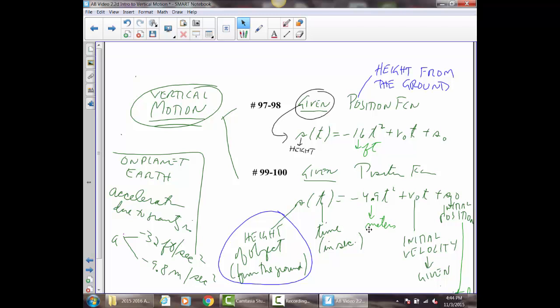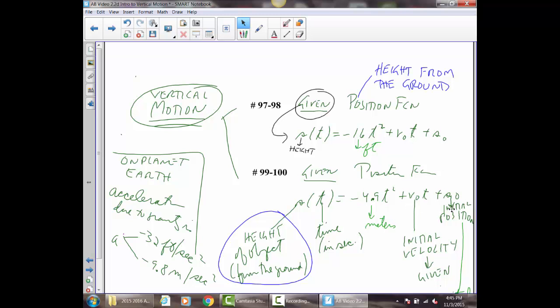If it's in meters, the problem, which is numbers 99 and 100, they'll give you the formula, again, the height of the object from the ground at time t in seconds. This time, instead of negative 16, which you'll notice was half of 32, it's 4.9, which is half of 9.8. Why it's half, that gets into integration. We'll learn that much later in the course, okay? Again, plus v0t plus s0.